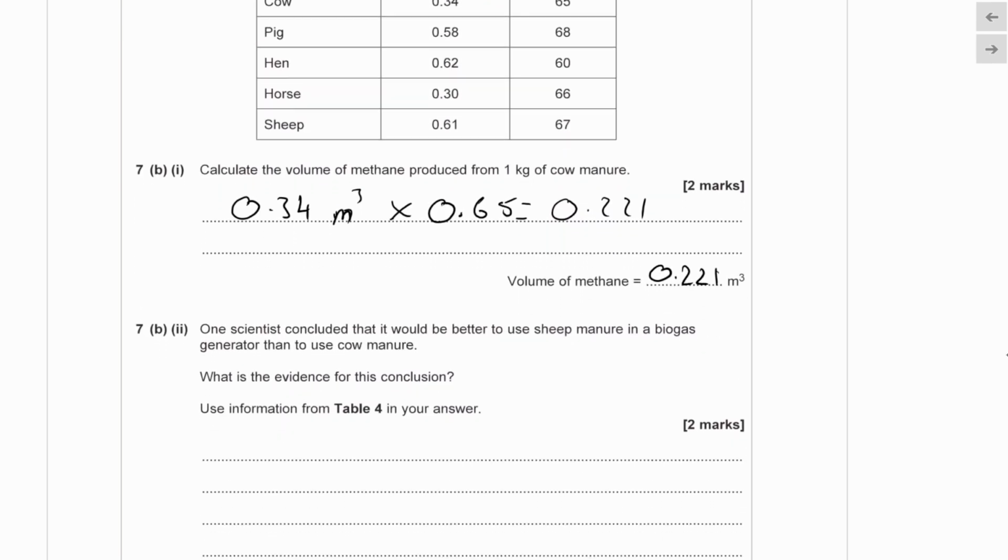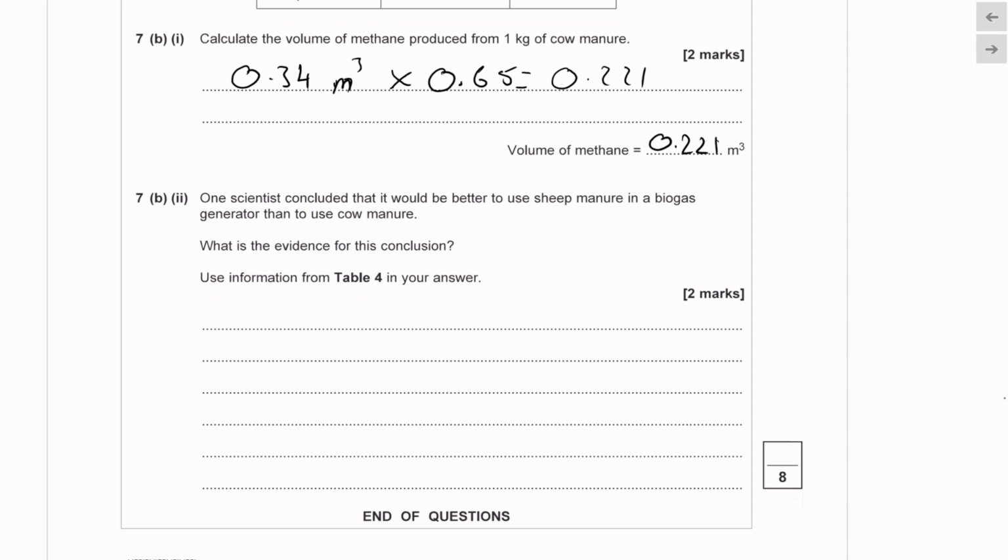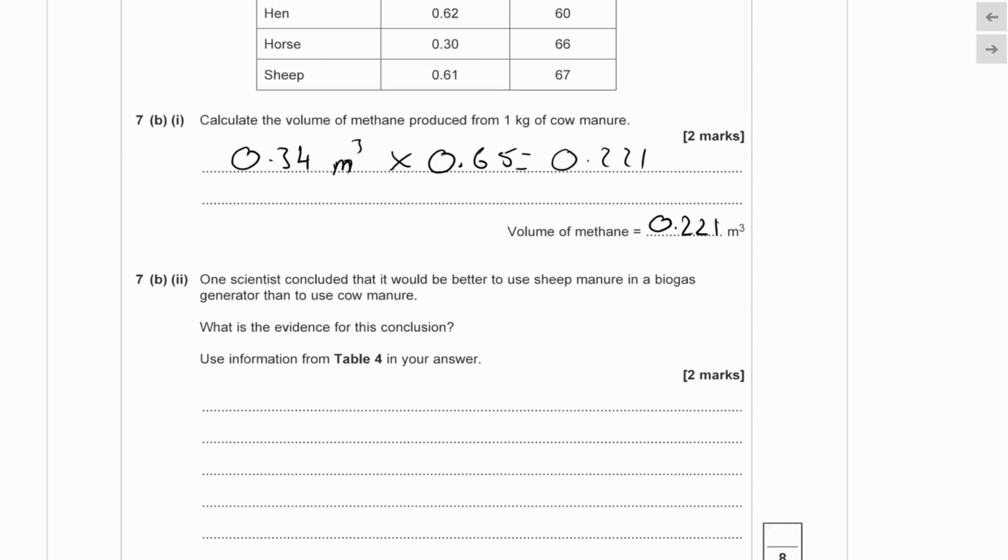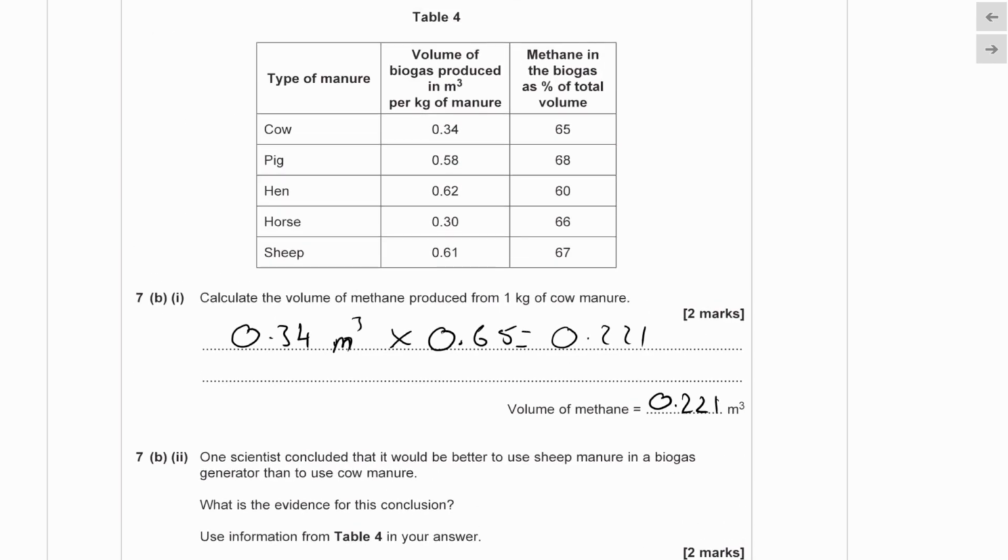All right, now B part 2, it says that one scientist concluded that it would be better to use sheep manure in a biogas generator than to use cow manure. What is the evidence for this conclusion using table 4? All right, so let's have a look. There's only 2 marks for this question. Now, the volume of biogas produced in meters cubed per kilogram for sheep is 0.61, and for cows is 0.34.